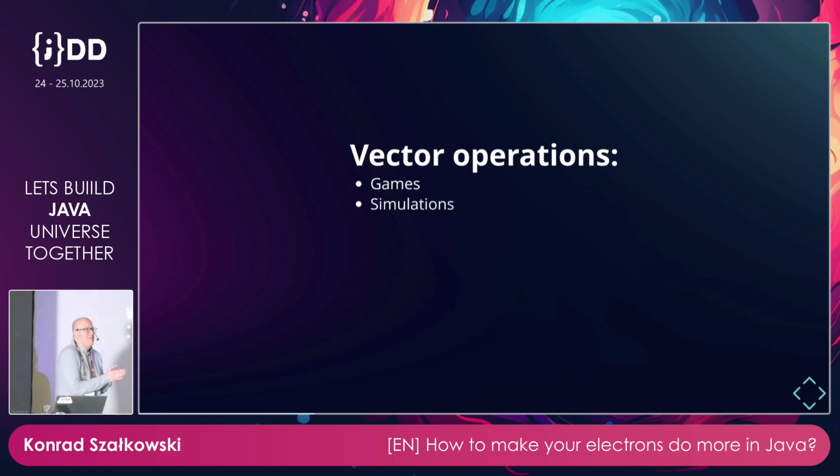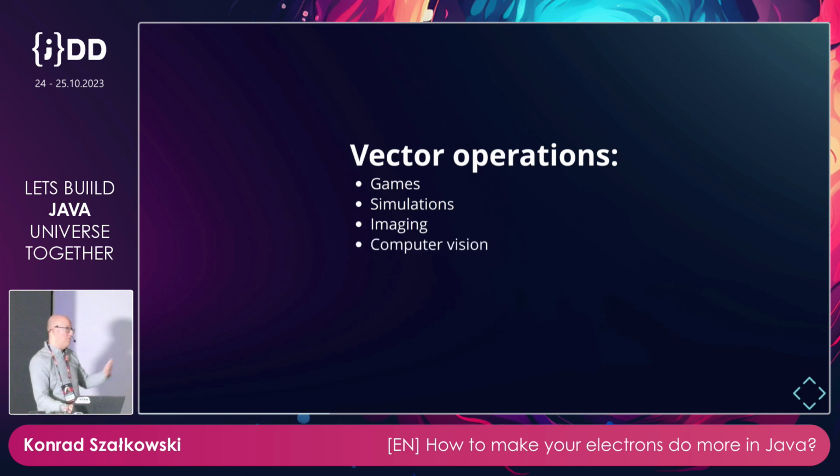And where else can you find 3 or 4 numbers associated together very closely, other than in imaging? Your pixels on the screen are often just 4 numbers bound together, and they are therefore a very good target and subject of vector operations. Computer vision and other stuff like this is also widely aided by SIMD operations.